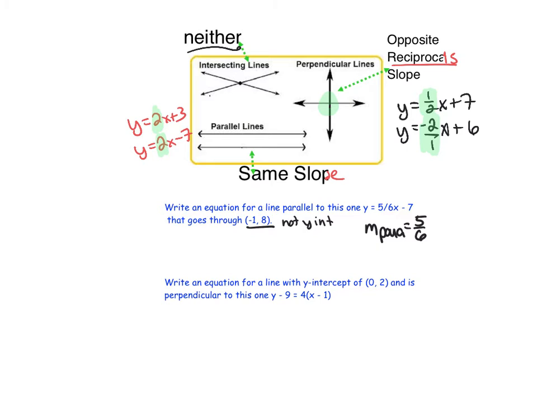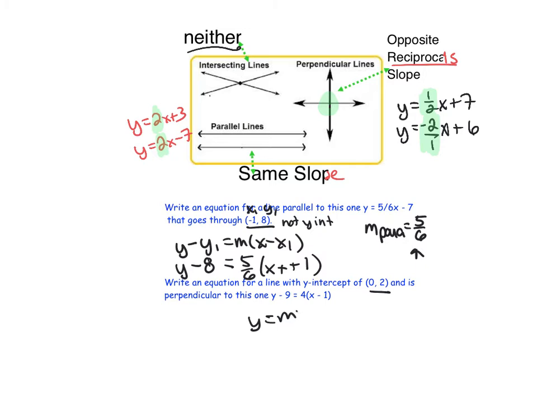So I think the easiest would be to do point slope. So I'll write it again. Point slope is y minus y1 equals slope times x minus x1. So let's fill that in. Y minus 8, because this is x1 and y1, equals our parallel slope, 5/6, times x minus x1. Minus gives us a plus. That's done.